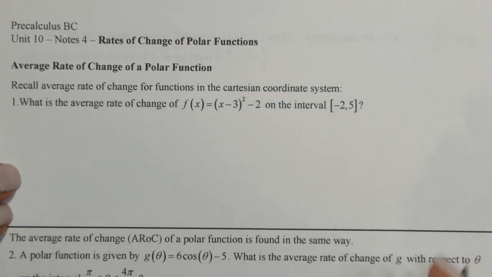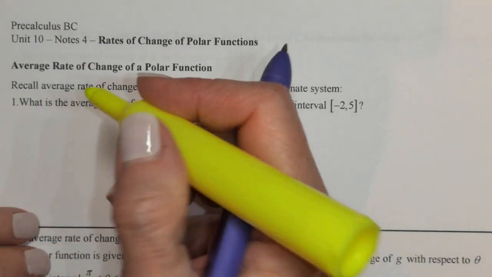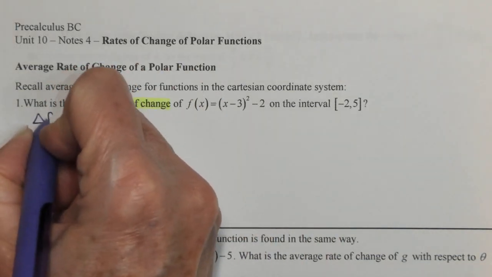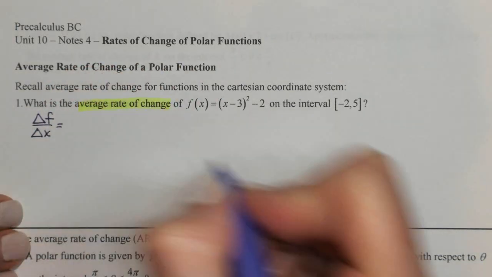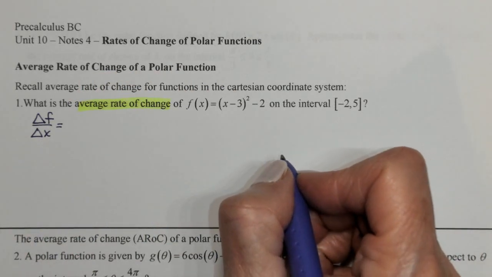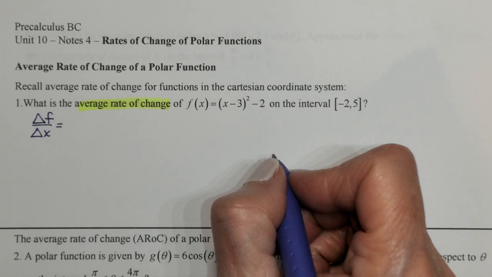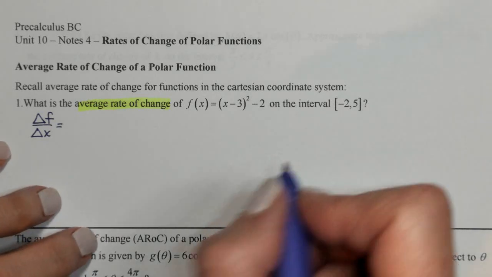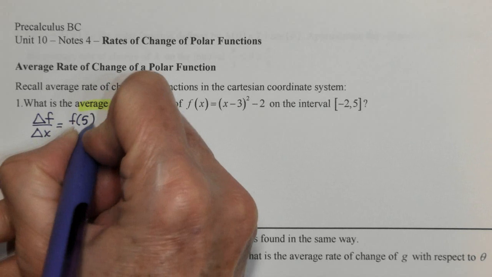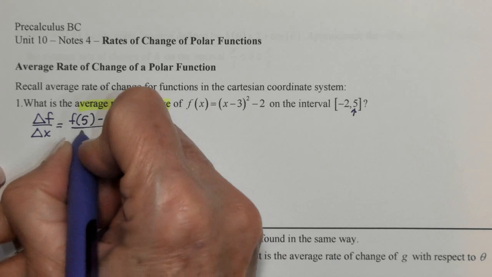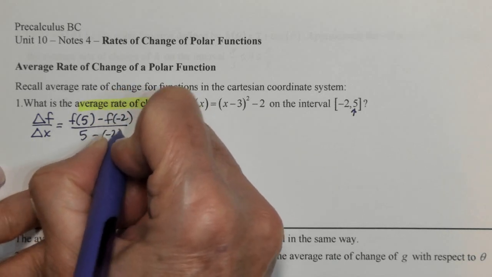Well, average rate of change is our old Algebra 1 slope. Average rate of change is slope: y2 minus y1 over x2 minus x1, rise over run, delta f over delta x, however you want to think of that, that is average rate of change. Okay? f of 5 minus f of -2 divided by 5 minus -2.